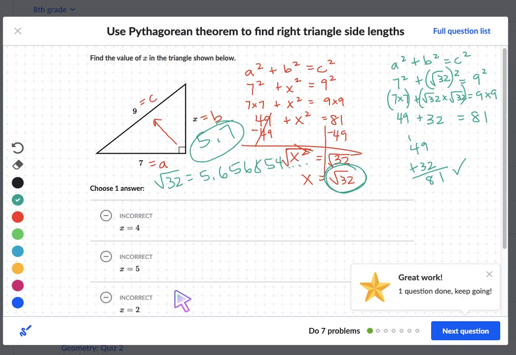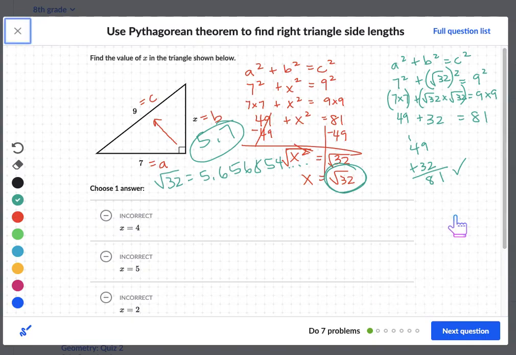But this problem doesn't have it like that, so you would just keep it as square root of 32. If it doesn't tell you to round it, then you want to keep it as a square root because that's going to be the most accurate.